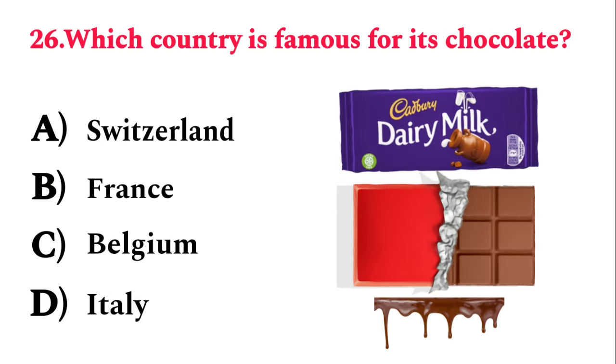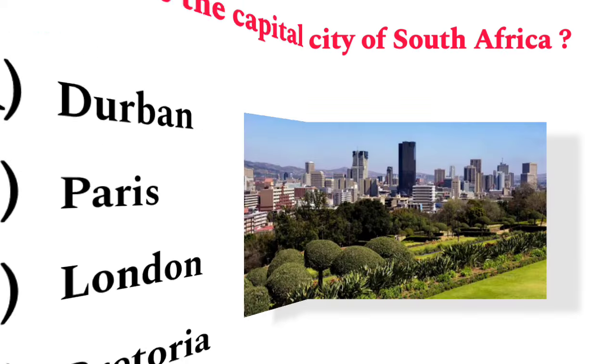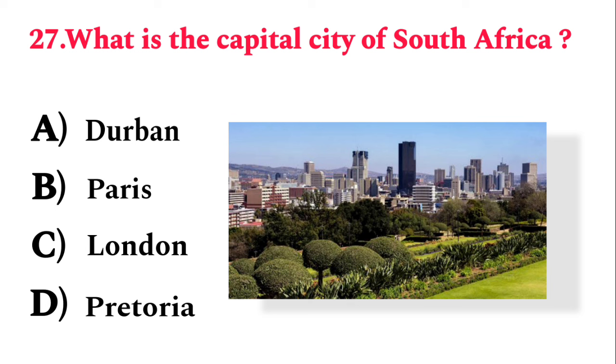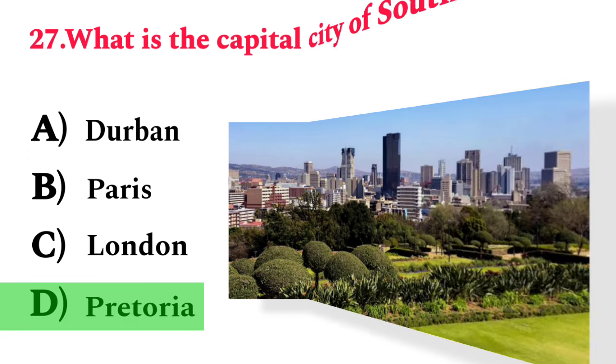Question number 26, which country is famous for its chocolate? Correct answer option A, Switzerland. Question number 27, what is the capital city of South Africa? Correct answer, Pretoria, and Johannesburg, Cape Town also.